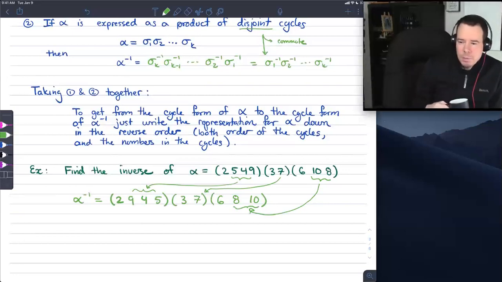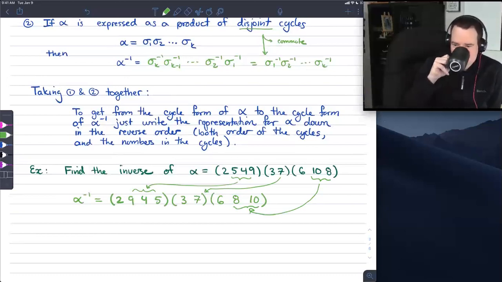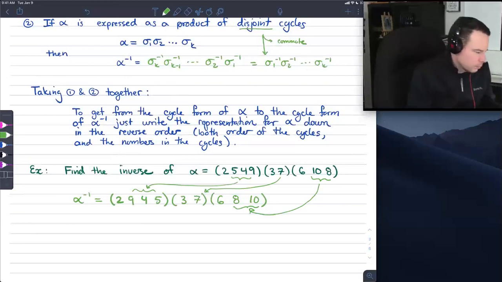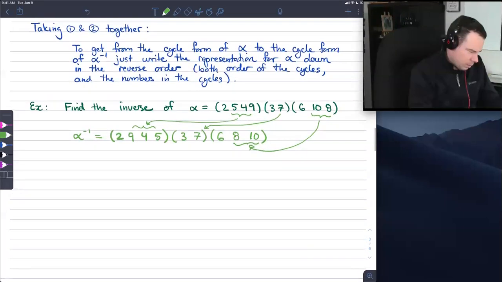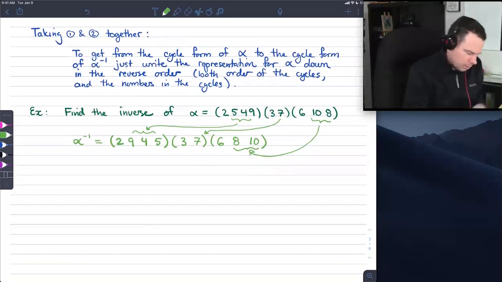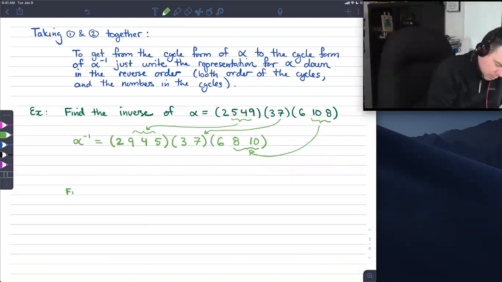We've got the ability to compute inverses of permutations, whether they are just a single cycle, or products of disjoint cycles. We can compute them rather quickly now. Okay. Let's have a look at, I think there was another example down here. Oh, maybe I didn't put another example down here. You might as well do another example.